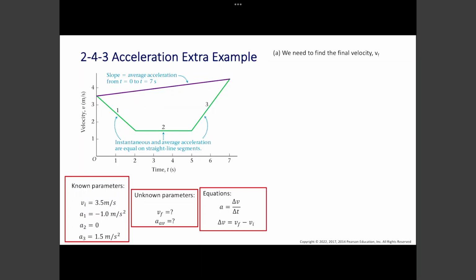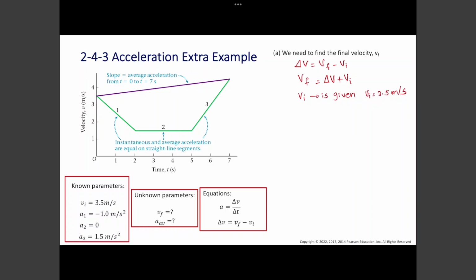So we know that delta V is equal to V final minus V initial. And now we need to find V final. So we can isolate V final. It is equal to delta V plus V initial. Now V initial is given, which is 3.5 meters per second. So to find the final velocity, we need to find the delta V.